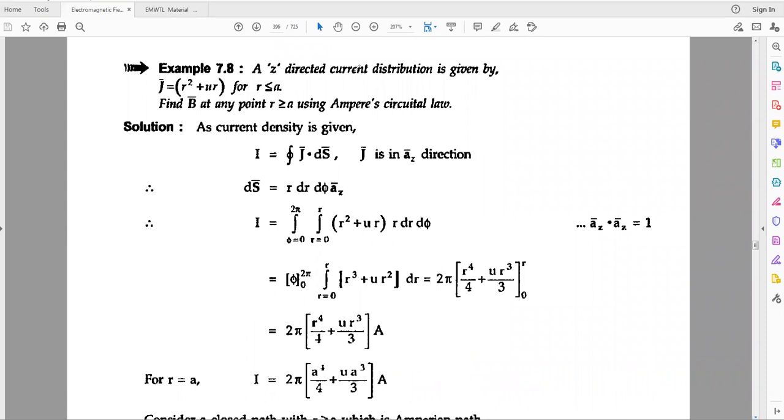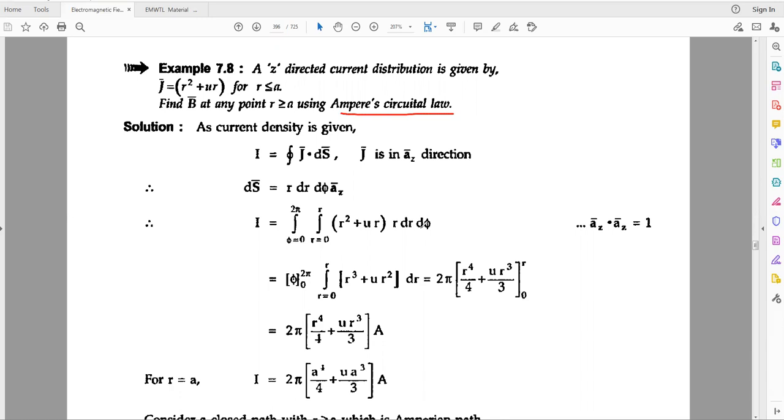A Z-directed current distribution is given by J bar for r less than or equal to a. Find B bar at a point r greater than a. So given that, for r less than or equal to a, they're asking us to find B bar at any point r greater than or equal to a using Ampere's circuit law.